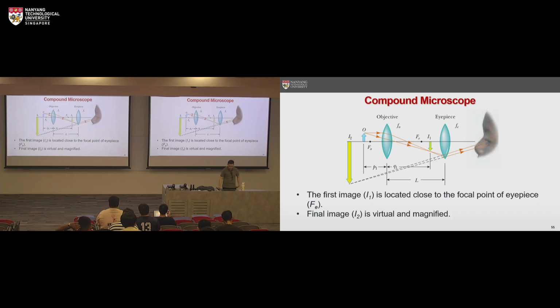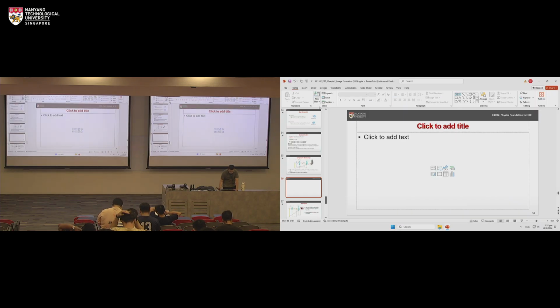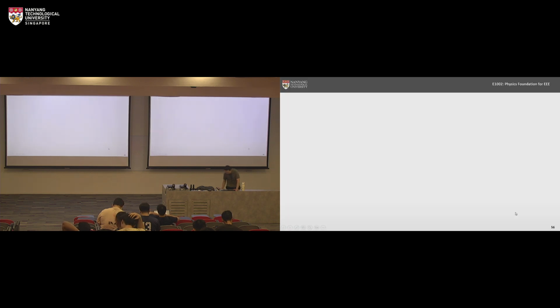Okay, so what happens to a compound system? How am I going to calculate it? Before I move on, I want to bring in one concept first, so I inserted a slide here. What is the core value of a compound system? A compound system basically is like this.